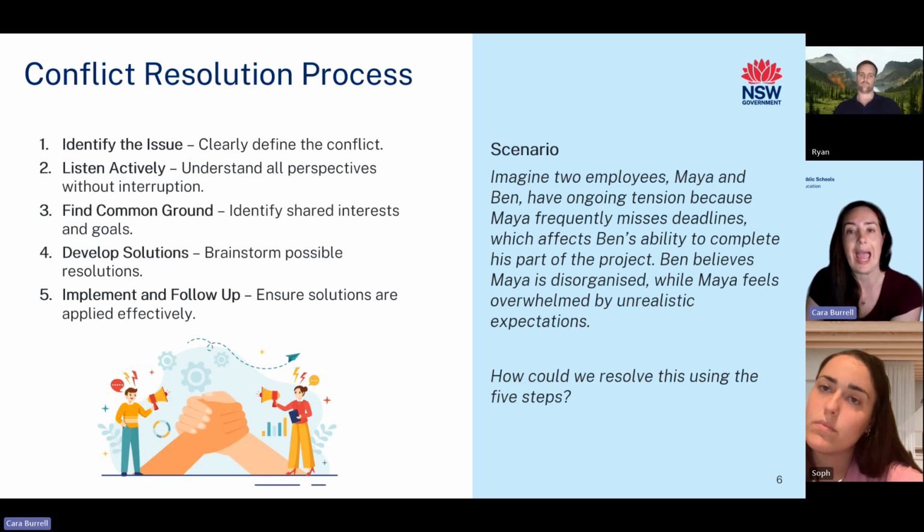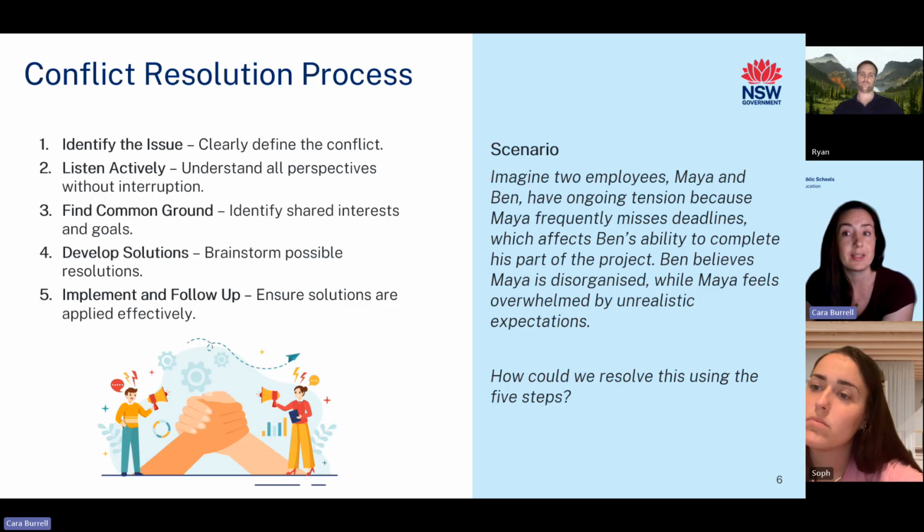Step 2, listen actively. One of the most overlooked steps in conflict resolution is listening. So too often people enter a conversation already focused on how they will respond rather than truly understanding the other person's perspective. So active listening means allowing the other person to speak without interruption, paraphrasing their concerns to confirm understanding.